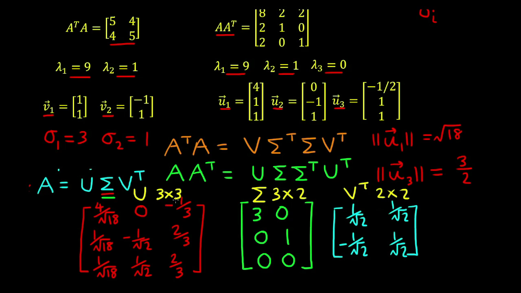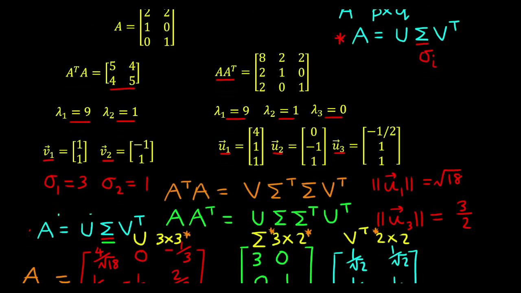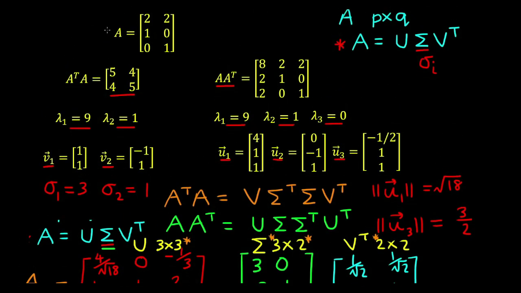So you can verify that this matrix product is valid. The number of columns of U is equal to the number of rows of sigma, and the number of columns of sigma is equal to the number of rows of V transpose. So this is our singular value decomposition of A. And I encourage you to actually evaluate this product to verify that you get back the original matrix.